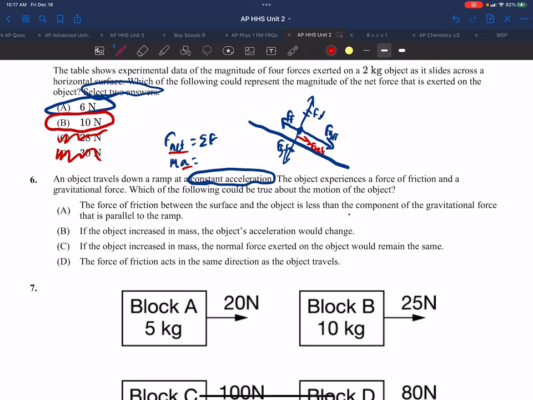The force of friction is less than the gravity parallel. That looks like that's true. If the object increased mass, the object's acceleration would change.